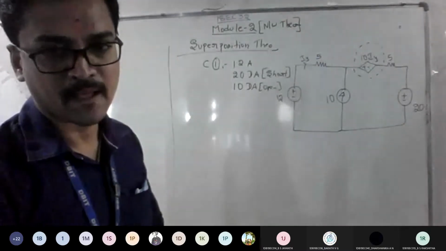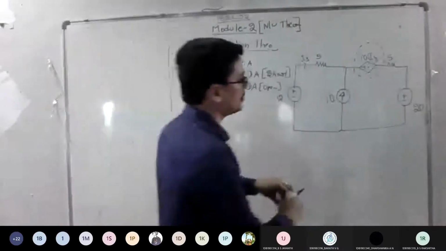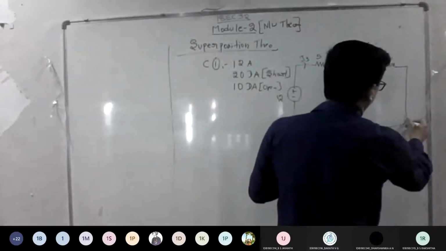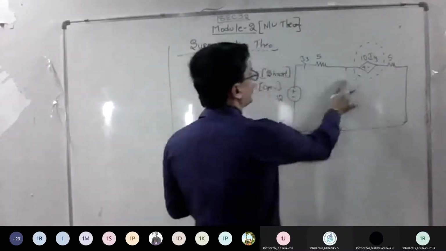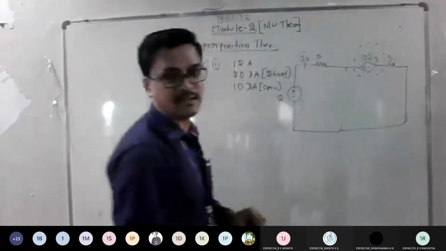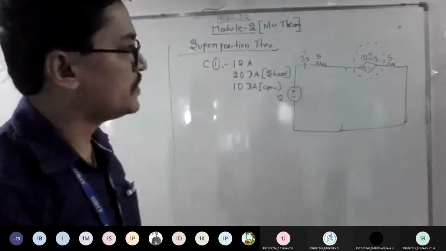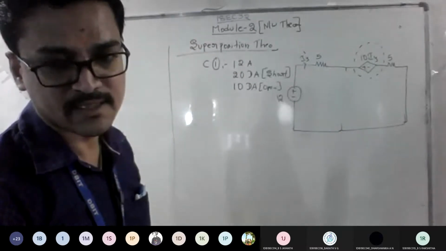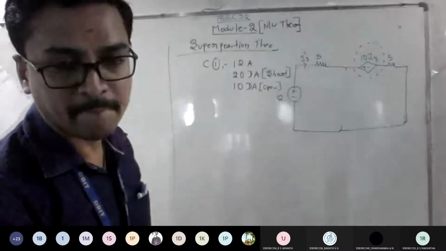Yes, sir. So what did I tell? Case 1, 12 volt active, means I am going to deactivate this 20 volt supply, which becomes short, and this current source becomes an open path. So what do I need to find? This IY dash, the current across your 5 ohm resistor. So how will you solve this now? We will apply the KVL concept for this. Yes or no? Everyone.